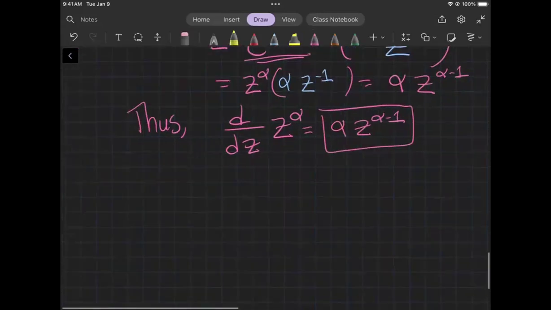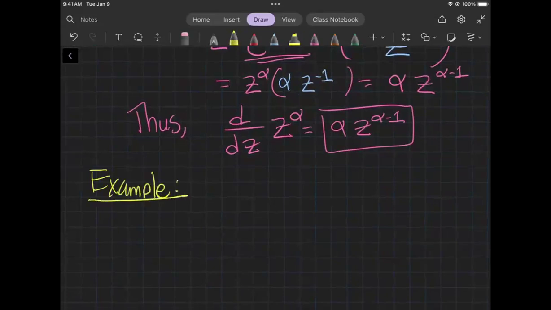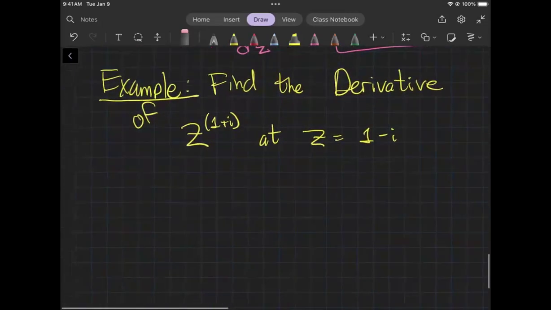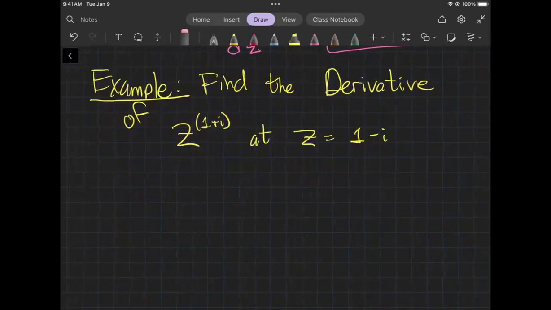So, for example, take the function with exponent 1 plus I, and z equals 1 minus I. Try to work on this example and see what you come up with.